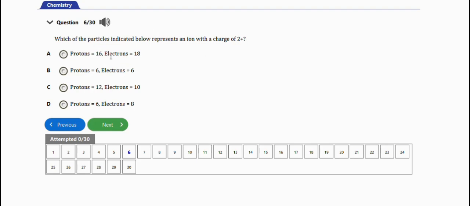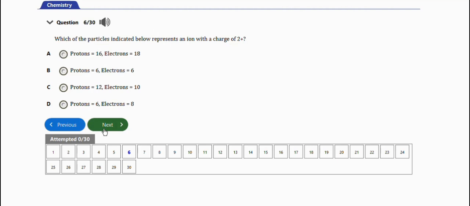Okay, so the right option here, guys, will be option C, which is proton number being 12, electron number being 10. This is magnesium. Magnesium has a charge of +2. Magnesium has an atomic number, proton number, of 12. So this question is very easy. Option C, the right option.